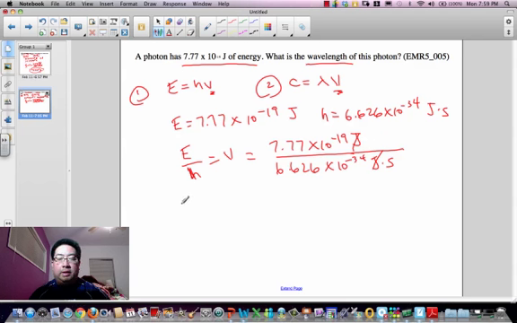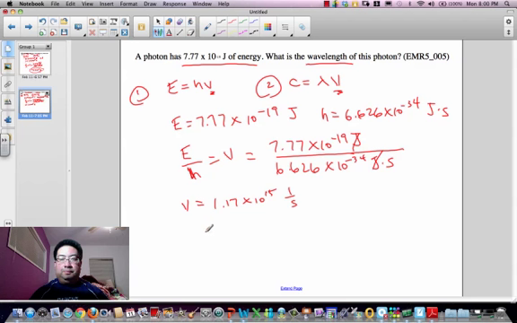And so let me break out my calculator and see what I get for that. So 7.77 times 10 to the negative 19th divided by 6.626 times 10 to the negative 34th. And when I do that, I get 1.17 times 10 to the 15th 1 over seconds. So I've used equation 1, now I'm going to go ahead and use equation 2.